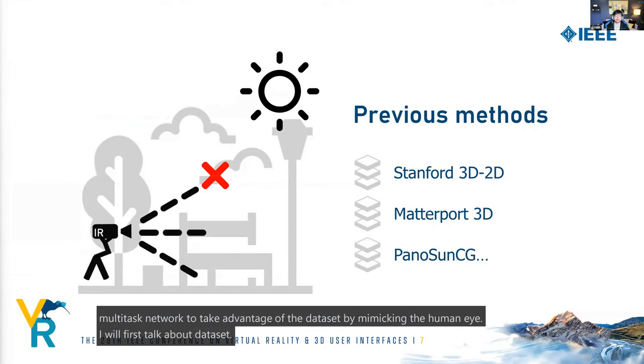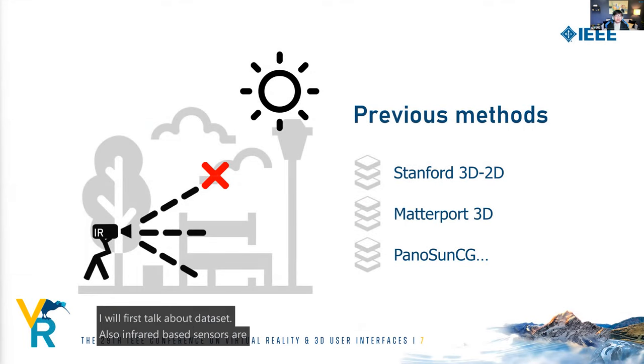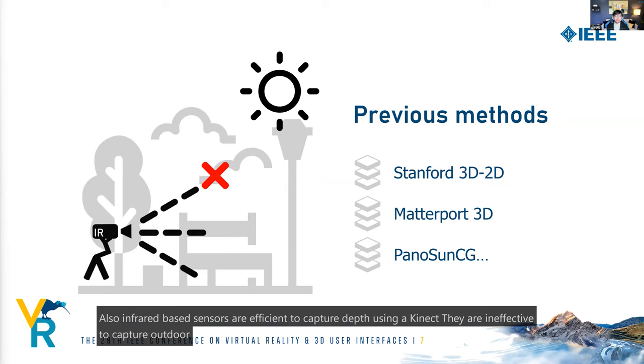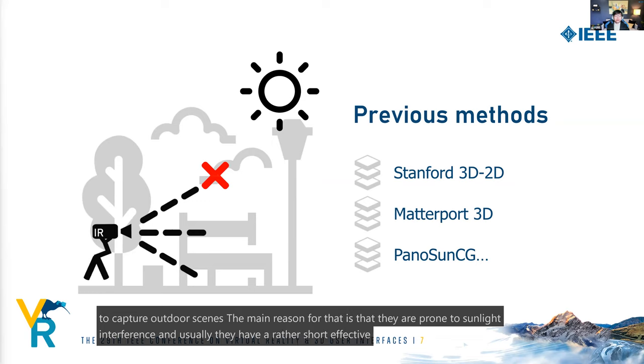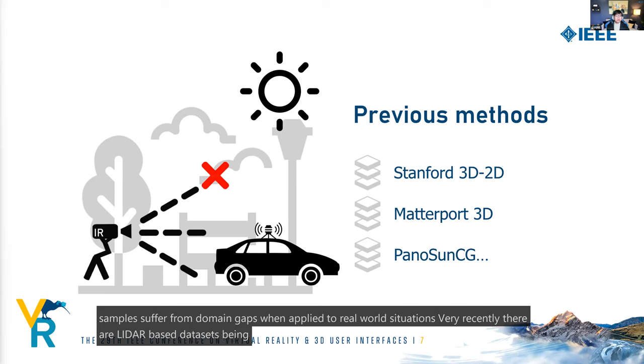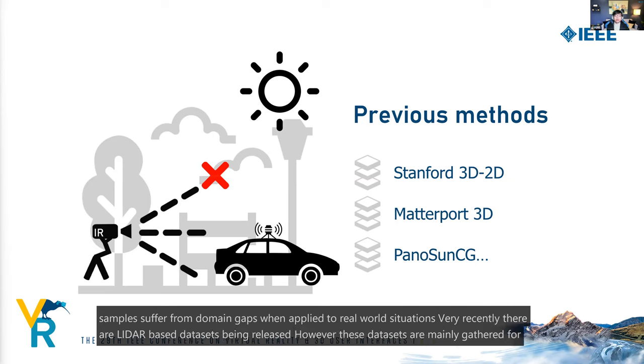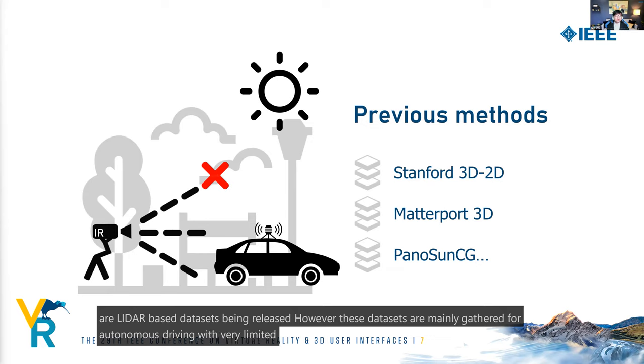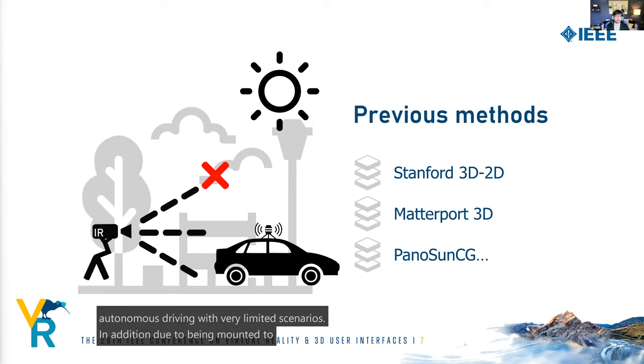Although infrared-based sensors are efficient to capture depth, like using a Kinect, they are ineffective to capture outdoor scenes. The main reason for that is that they are prone to sunlight interference and usually they have a rather short effective range. Alternatively, synthetic samples suffer from domain gaps when applied to real-world situations. Very recently, there are LiDAR-based datasets being released. However, these datasets are mainly gathered for autonomous driving with very limited scenarios. In addition, due to being mounted to the top of the vehicles, the sensors also suffer from self-occlusions.